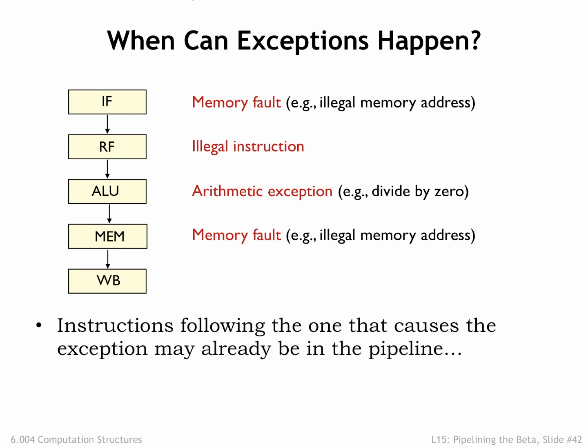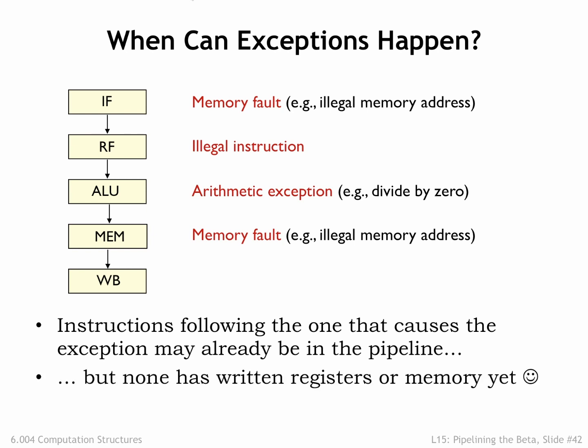In each case, instructions that follow the one that caused the exception may already be in the pipeline and will need to be annulled. The good news is that since register values are only updated in the writeback stage, annulling an instruction only requires replacing it with a no-op. We won't have to restore any changed values in the register file or main memory.